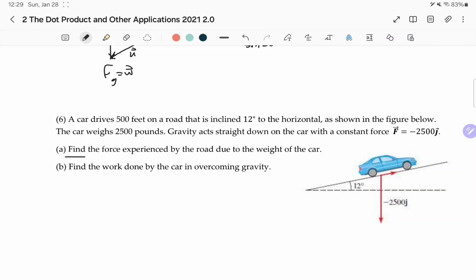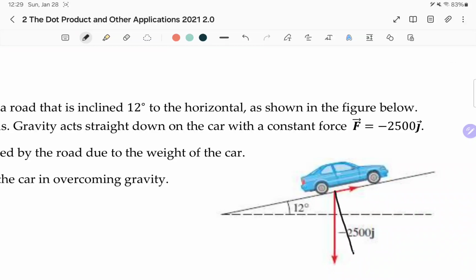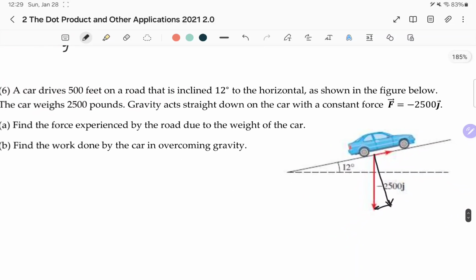So first is find the force experienced by the road due to the weight of the car, which is what I was talking about. If you split it up into its components, there's the one that goes straight into the ground and the one that goes down the ramp. The one going straight into the ground is the force that the car exerts on the ground, and that's due to its weight. So if we know that this is 12 degrees in here, and we'll call this the v vector, and this is the u vector, and this is the force vector, so I should probably write that.